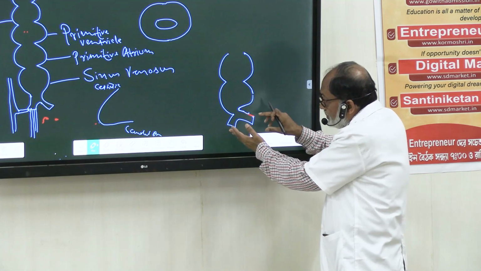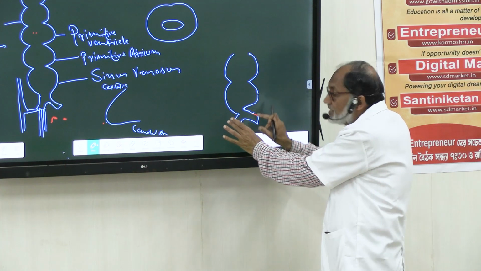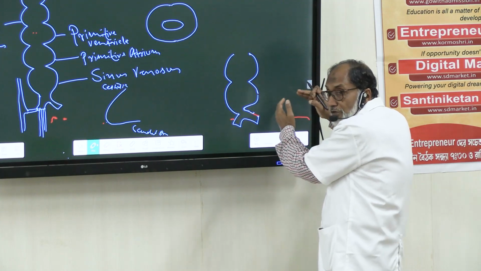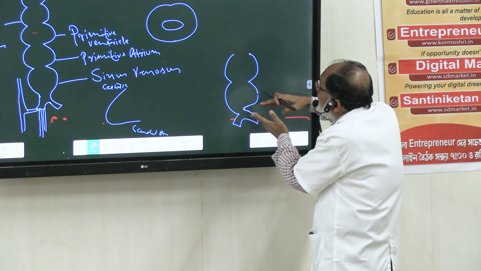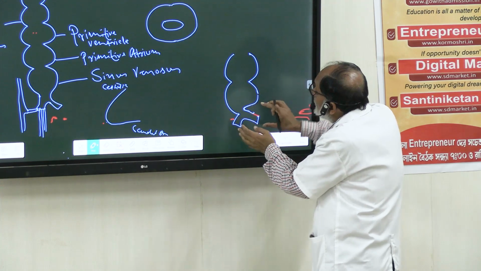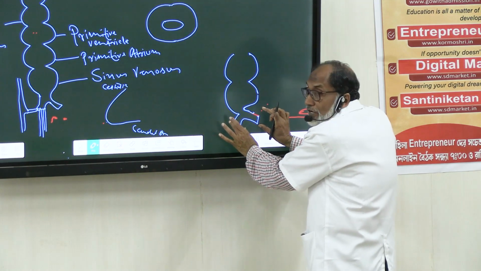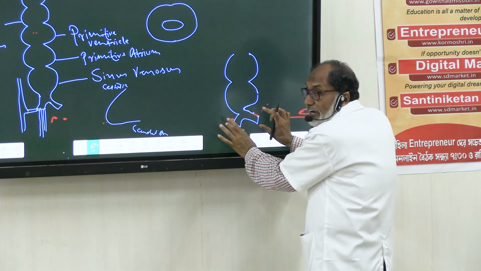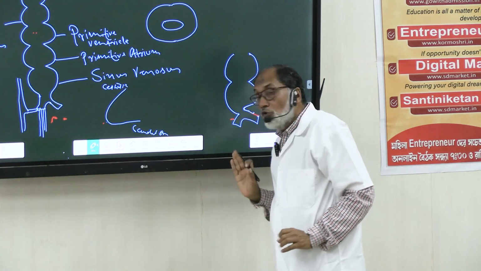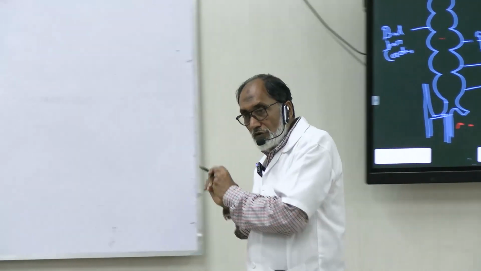Now it seems that this part is the tributary of this part. As this part, the left wall, has gone inwards, has encroached inwards, so now this left horn seems to be the tributary of the right horn, right? And now you have to know the fate of the right horn and the fate of the left horn.